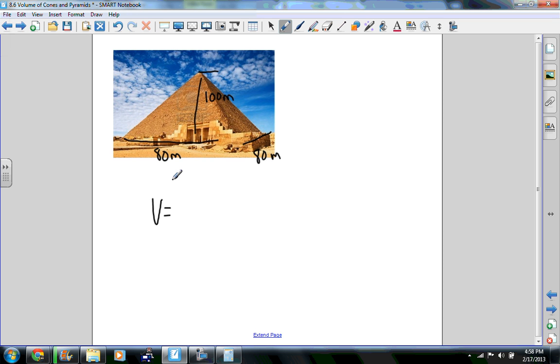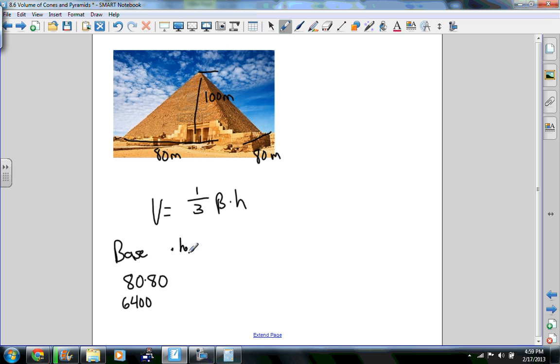Okay, so here's a figure. So it looks like we have the front side is 80, all the way going back is 80, so that means the whole back is 80, and this side's also 80, and then the height's 100. So our formula is 1/3 the area of the base times the height. So the area of the base, because the base is a rectangle underneath it, is going to be 80 times 80, which should be 6,400.